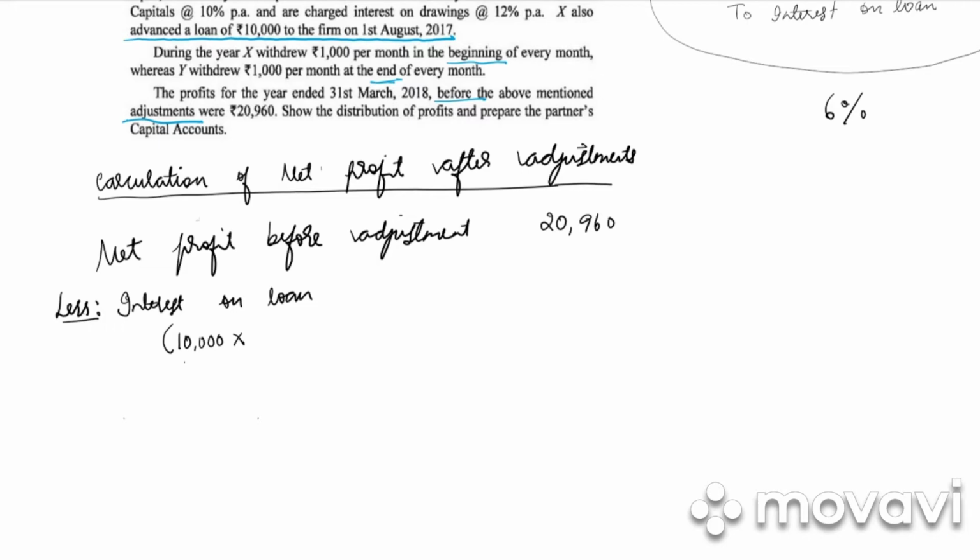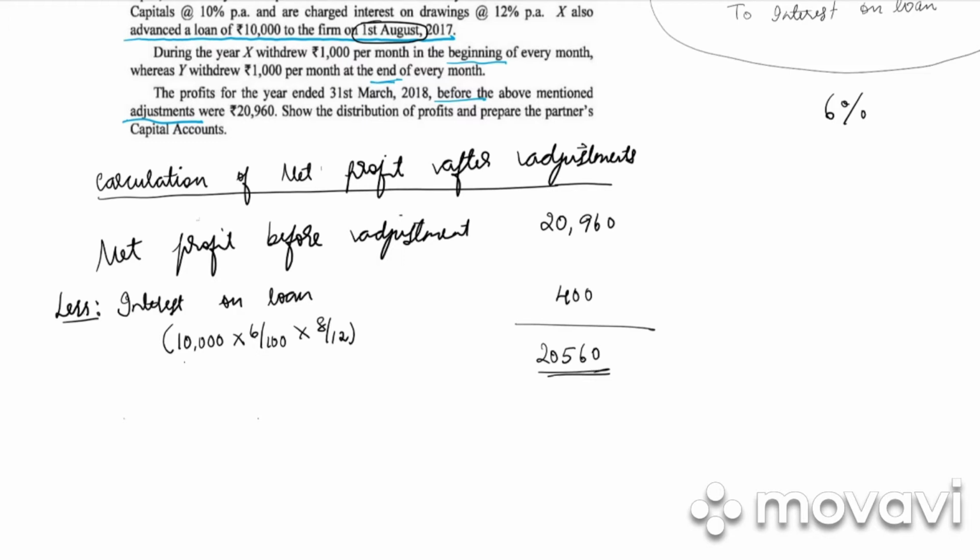Turn your pages. We had done two cases, that is when a partner gives a loan to the firm and when the firm gives a loan to the partner. In both cases, we will have interest on loan. It is 10,000 into 6 by 100. What period? He has given it on 1st August. So August, September, October, November, December, Jan, Feb, March. So 8 by 12. How much do we get? 400. So our net profit after adjustment is 20,560.